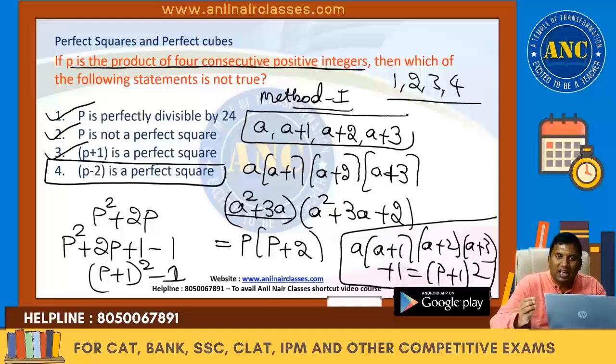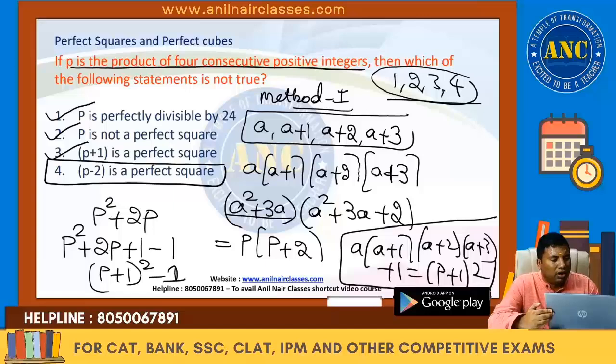I hope it is clear. You can take any other values. I took the lowest 4 positive integers because their calculation will be very less. What are those consecutive integers? 1, 2, 3, 4. So if I do the product of these 4, 24, the first option is right. P is not a perfect square. Why? Because 24's digital sum is 6, and a perfect square's digital sum should be 1, 4, 7 or 9. 24 plus 1 is a perfect square. First 3 are right, so the fourth option is incorrect. I hope the idea is clear.